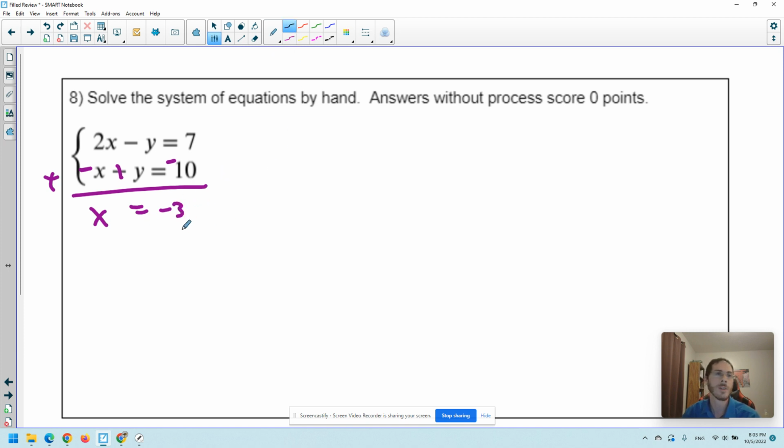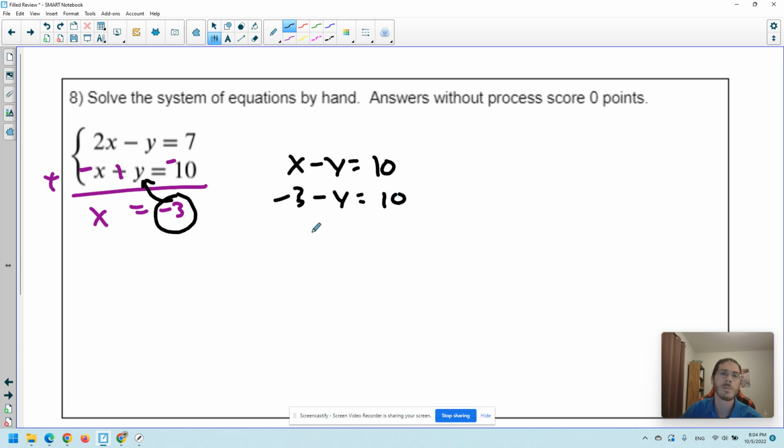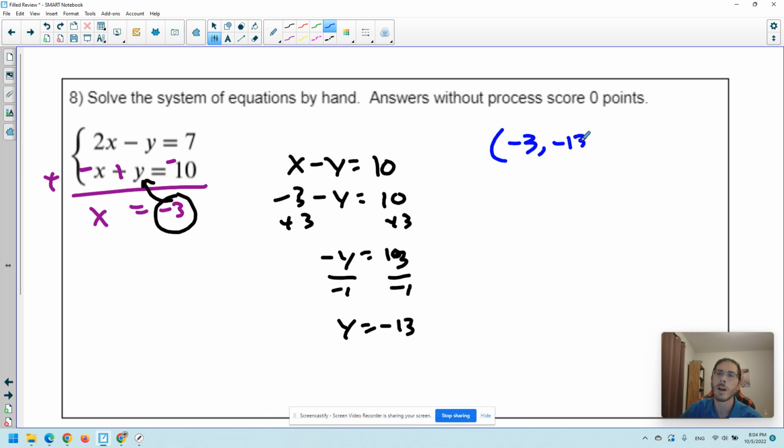7 minus 10 is -3, so I get x equals -3 right away. That's pretty nice. To find out what the y is, I'm going to take the -3 and plug it back in for the x in the original. So I had x minus y equals 10. So -3 minus y equals 10. Add 3 to both sides. Negative y equals 13. Divide both sides by -1 because I got to get y totally by itself. y is equal to -13. Final step, the answer is always a coordinate pair, x first and then y.